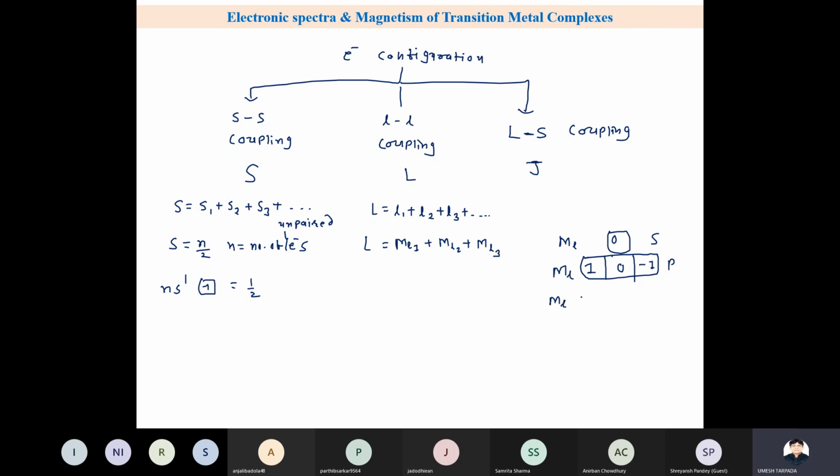For the d orbital, ML values are 2, 1, 0, minus 1 and minus 2. In this way you can see the various values. For the f orbital it is plus 3, plus 2, plus 1, then 0, minus 1, minus 2 and minus 3. This is for the f orbital.